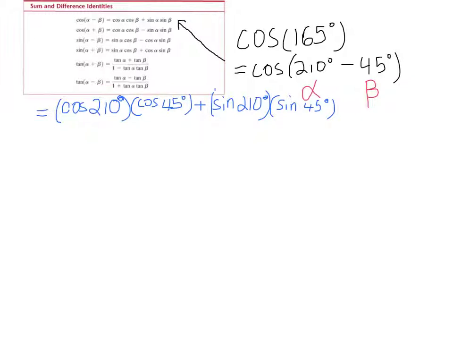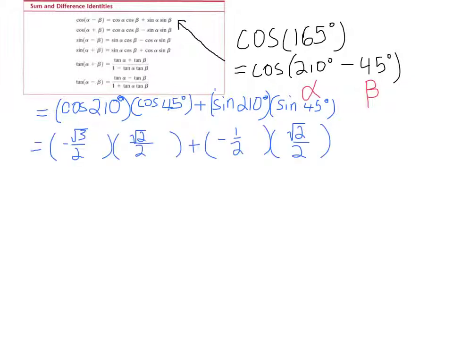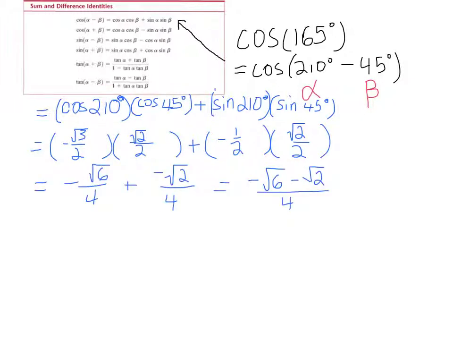Now once you have that set up, go ahead and find the values of each trig function with your unit circle. And finally you get an answer of negative root 6 minus root 2 all over 4.